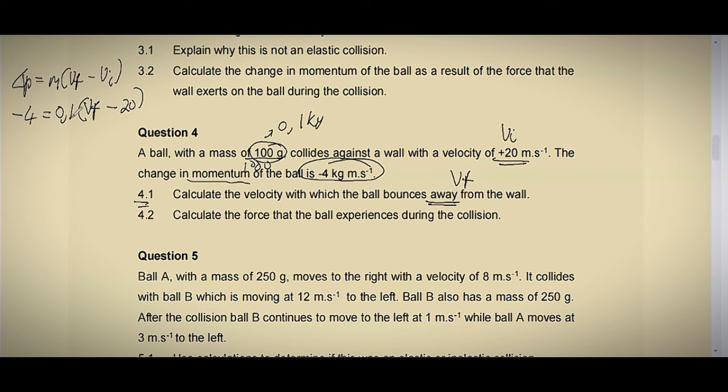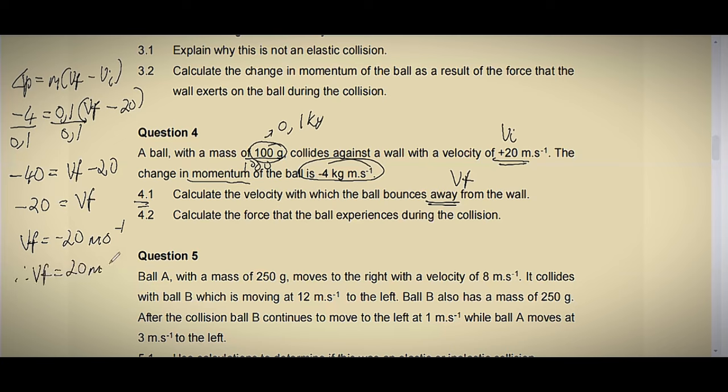Now, to quickly deal with this one, you don't want to say 0.1 times VF and 0.1 times that. What you can do is just divide both sides by this 0.1. So that's being smart with your maths. Then that's negative 40 is equal to VF minus 20. You can take this 20 over to that side. So if you say negative 40 plus 20, then you get negative 20. So we have VF is equal to negative 20 meters per second, which is 20 meters per second.